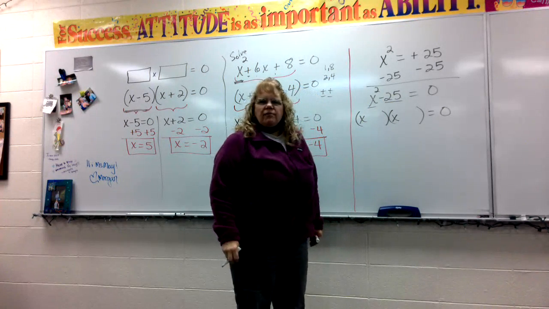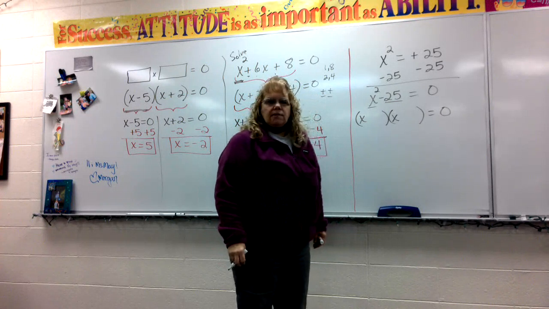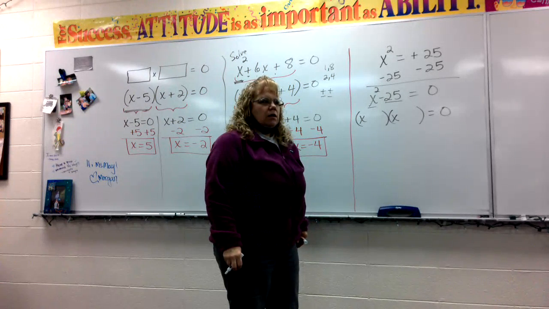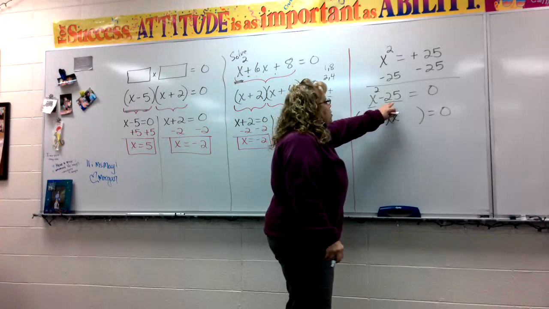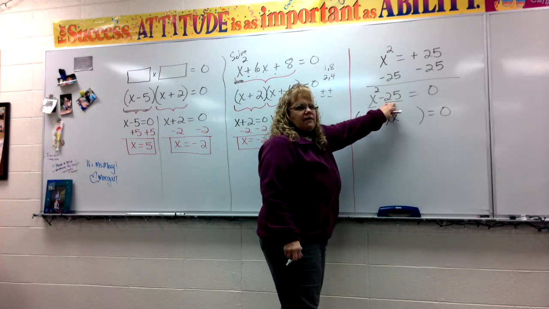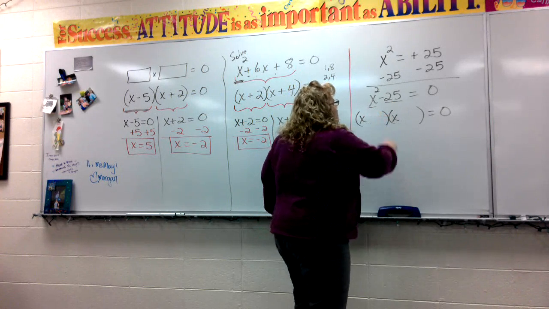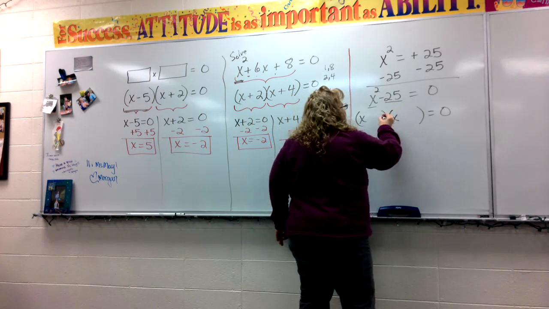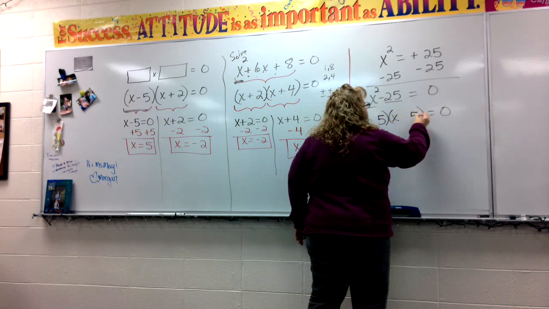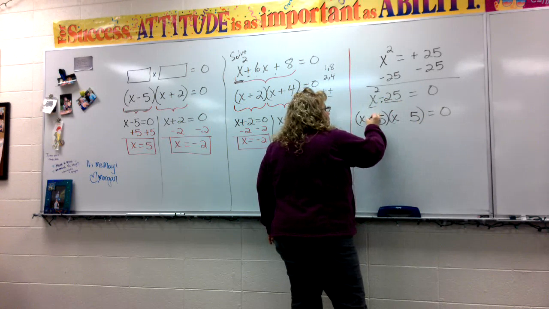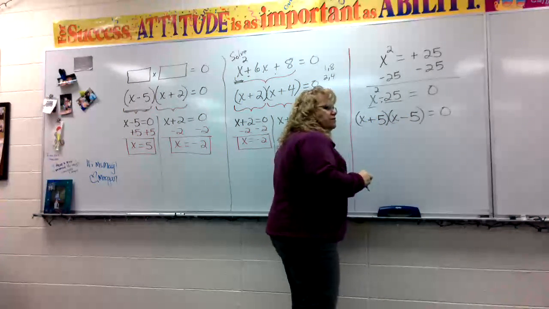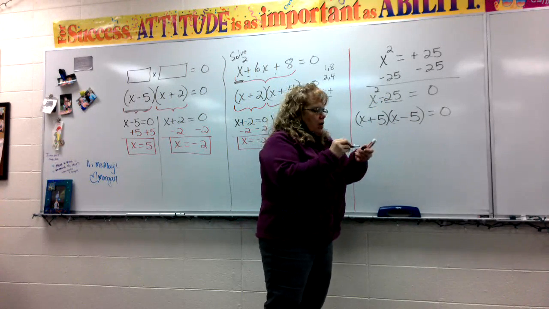Anybody remember about these when there's no middle term? That's a perfect square, right? What times what gives me 25? And there's no middle term, so it has to add to 0. 5 times 5? What about the sign? Positive and a negative to get a negative, right?